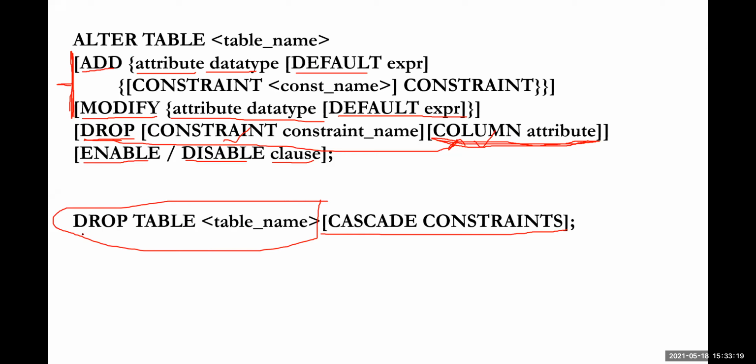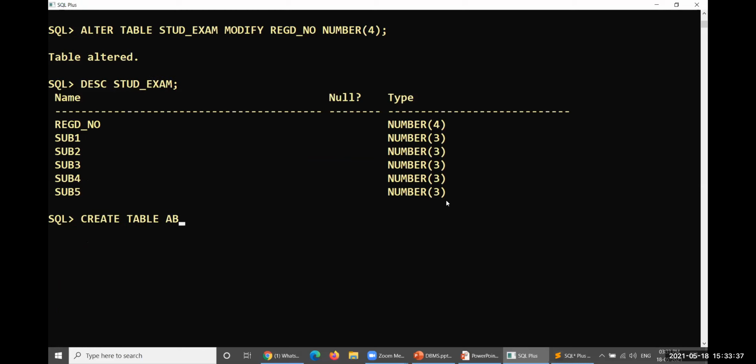Before that, I don't want to drop this one, so let me create a small table. Create a table named ABC: A is NUMBER of 2 or 3, B is NUMBER of 5, C is CHAR of 4 or 5. Let me run this. The table has been created. We'll select everything from TAB, and you can see ABC.